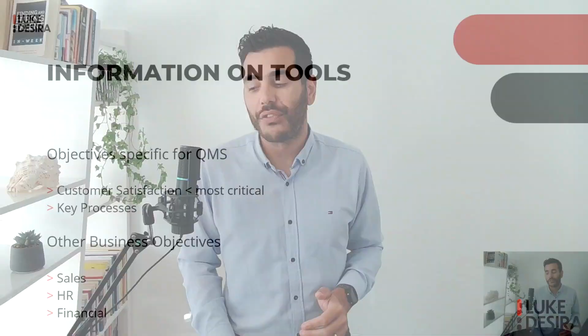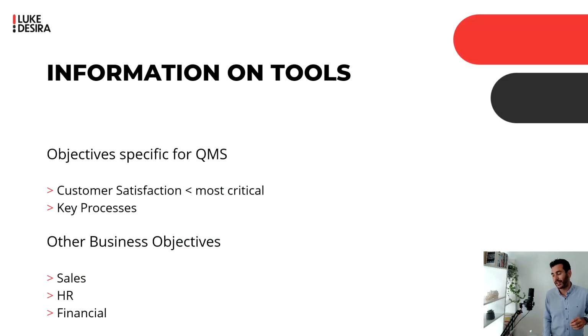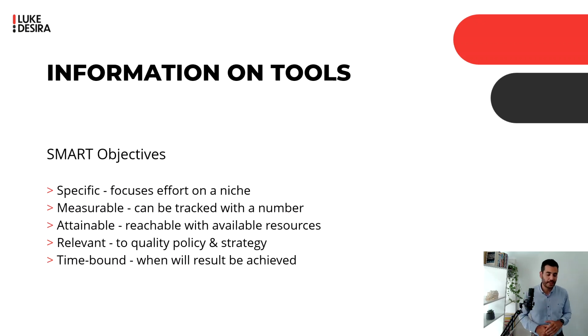Okay, so once you would have defined an overall understanding of what objectives you'd like to have in your organization for the specific management system that you'd like to have, then we will need to convert those objectives into smart objectives. Okay, and what are smart objectives? SMART is an acronym that stands for specific, measurable, attainable, relevant, time-bound.